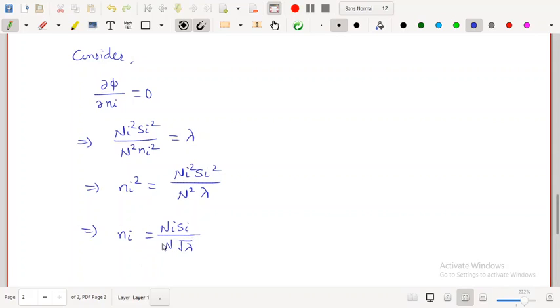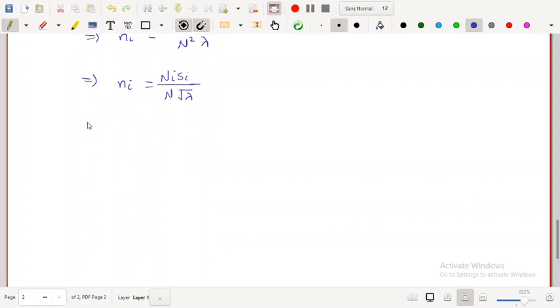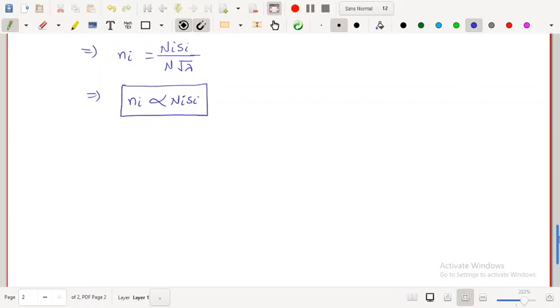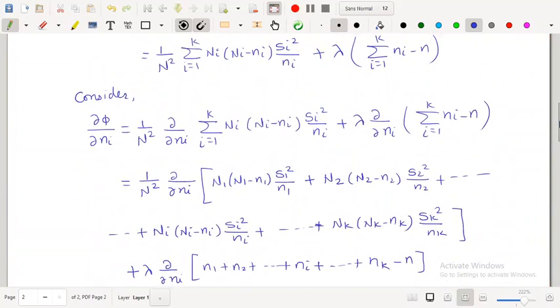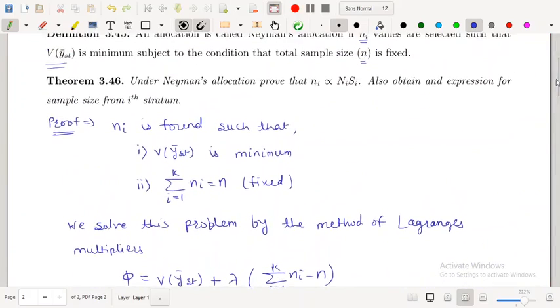Now here capital N and root lambda are constant, because capital N means population size and lambda means the constant of Lagrange's multipliers. So we can write this in proportion: ni is directly proportional to Ni Si. So this is what we had to prove. The first part of this theorem is that ni is directly proportional to Ni Si.